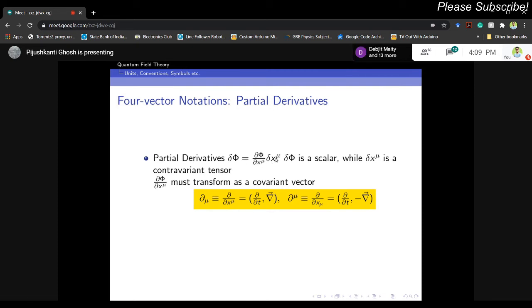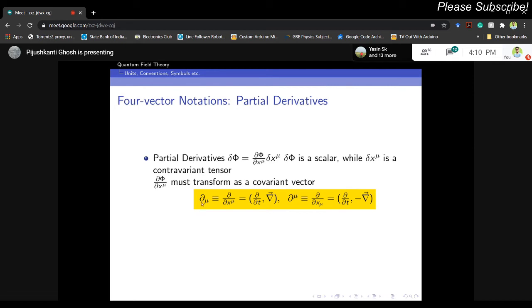If the left hand side is of some specified rank, say P, the right hand side should also be of rank P. Now the left hand side is a scalar, and on the right hand side delta x mu is a contravariant tensor. So that means this delta phi by delta x mu must be a covariant vector, because this is a contravariant vector. There should be something which is contracted with this covariant vector to form a scalar, such that the right hand side is a scalar just like the left hand side. So del phi del x mu must transform as a covariant vector.